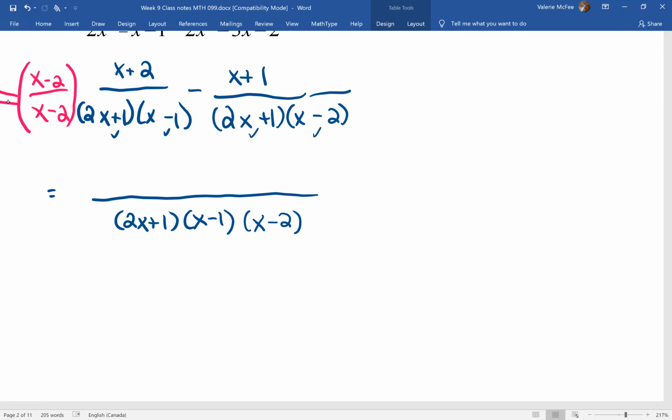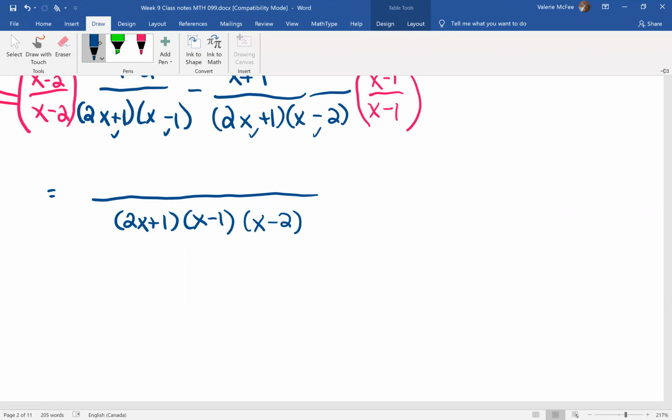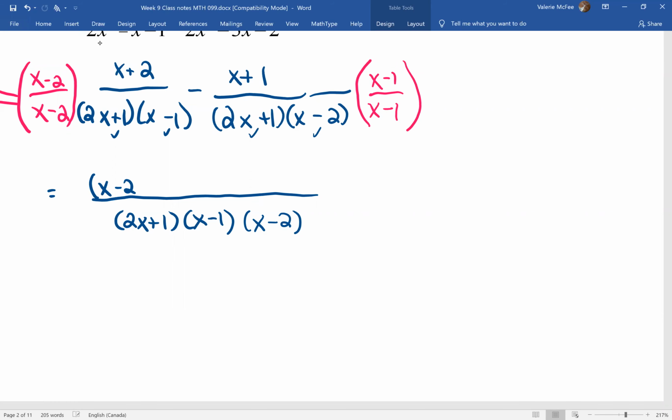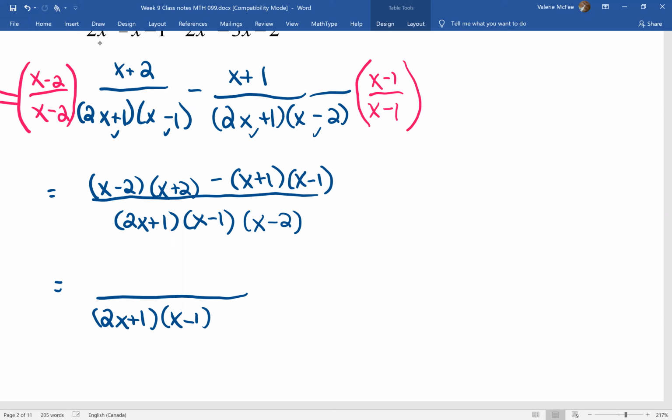What's missing in the second expression? X minus 1. So we have x minus 2 times x plus 2 subtract x plus 1 times x minus 1, all over our common denominator. And again, leave it in factored form. This is fine.